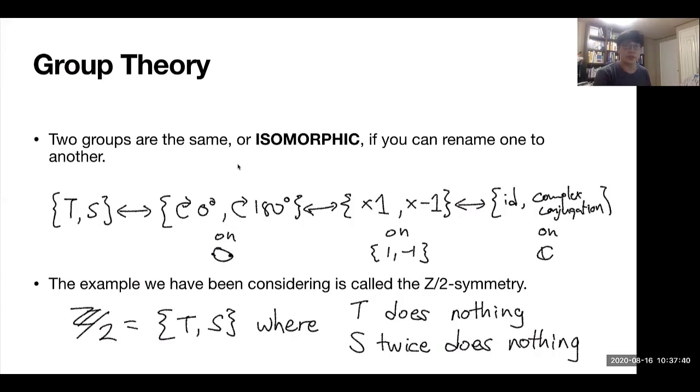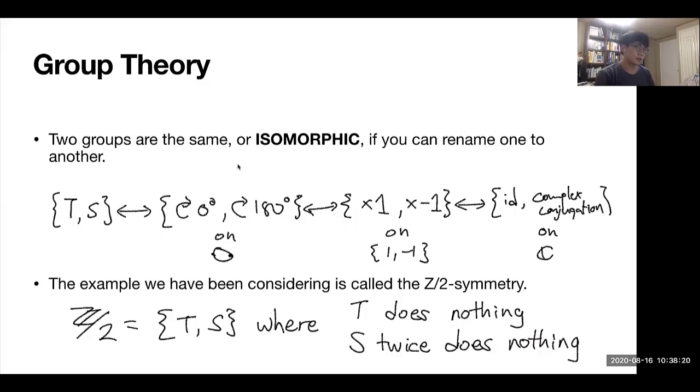So if you have two groups coming up in two different contexts, and you can rename all the elements, you just forget about the underlying set, and you can rename all the transformations so that one corresponds exactly to the other, then you say the two groups are isomorphic. And indeed, what I have shown you is that in these four different contexts, we have isomorphic groups. So really, they were the same example, although the underlying set and the exact transformations were different.